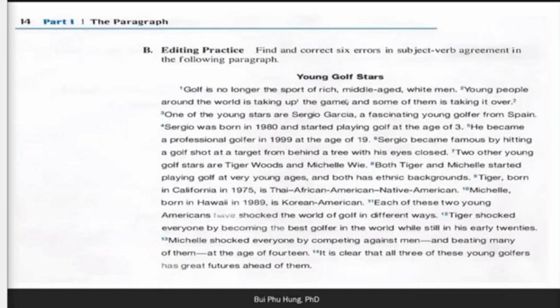Sentence two is young people around the world are taking up the game. Taking up the game. And some of them are taking it over. Yes, thank you. Go on, please.